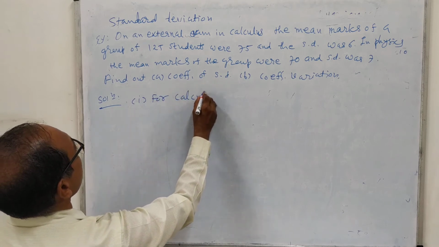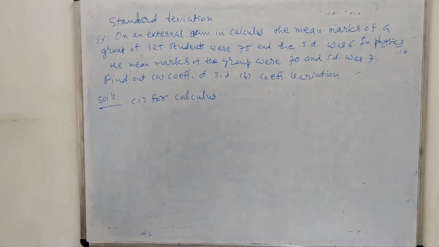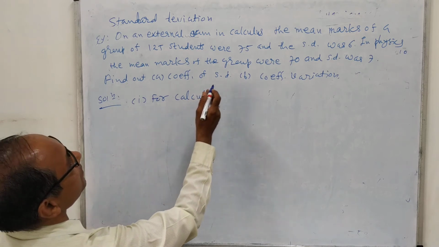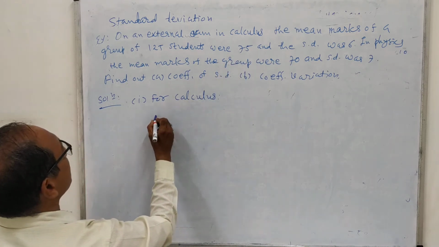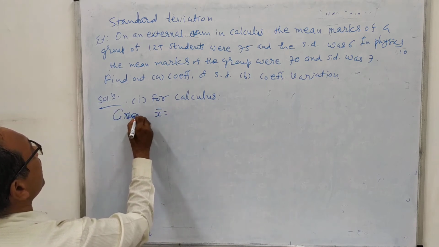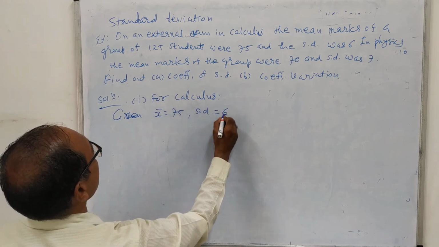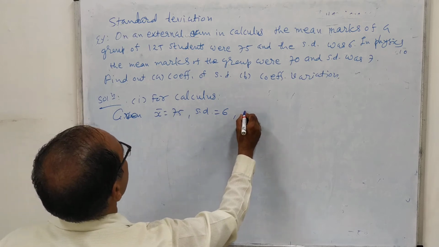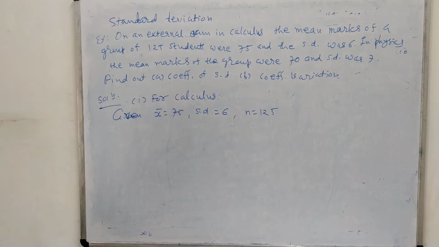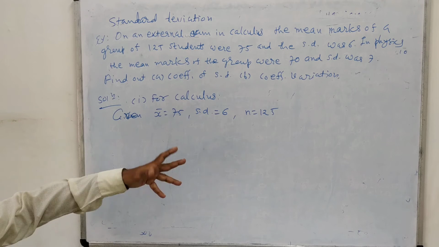Okay, and in calculus what is given to us? Instead of giving the ungrouped data or grouped data, here we are given directly the values of mean. The mean x bar is 75 and standard deviation is 6 for 125 students. That means now the number of students is 125. Here we will use small n only. And for the subject of physics, we will see this afterwards.